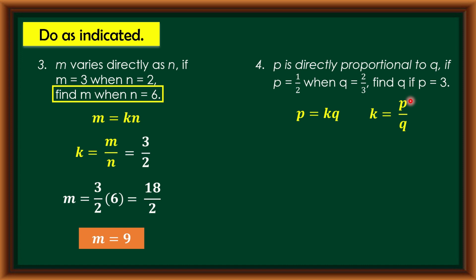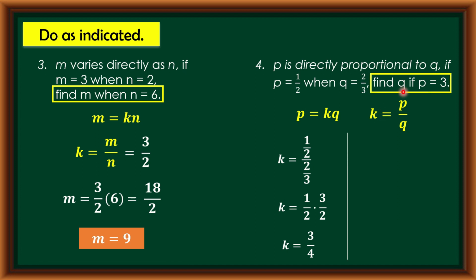So, since they are the same, let us find first the constant of variation, in which the constant is equal to P over Q. So, therefore, from here, P is equal to 1/2 and Q is equal to 2/3. Therefore, our constant will be 1/2 over 2/3. And remember that in some complex fractions, this one will be 1/2 times 3/2. And 1/2 times 3/2 is equal to 3/4. And this is the constant of our variation. Now that we have found the constant of our variation, let us now find Q if P is equal to 3.